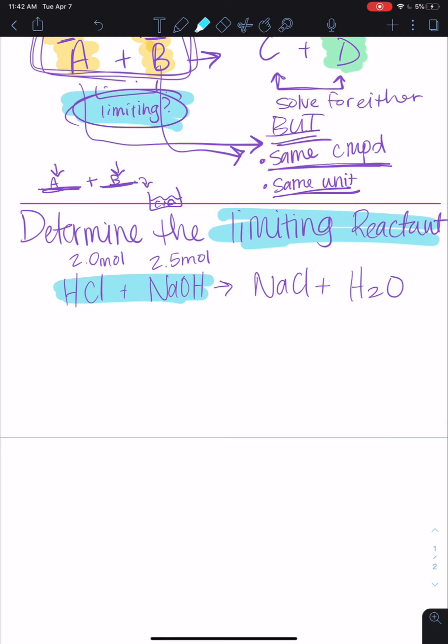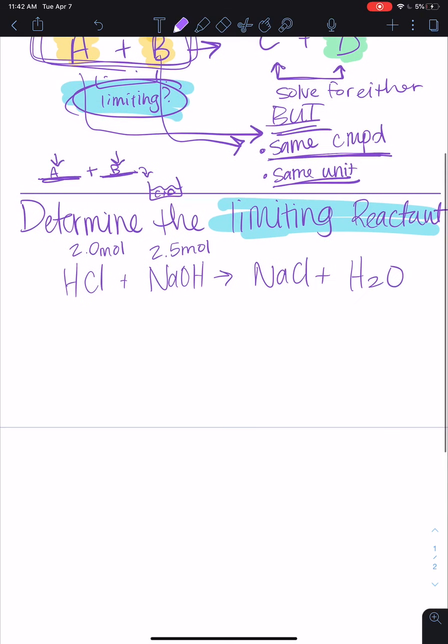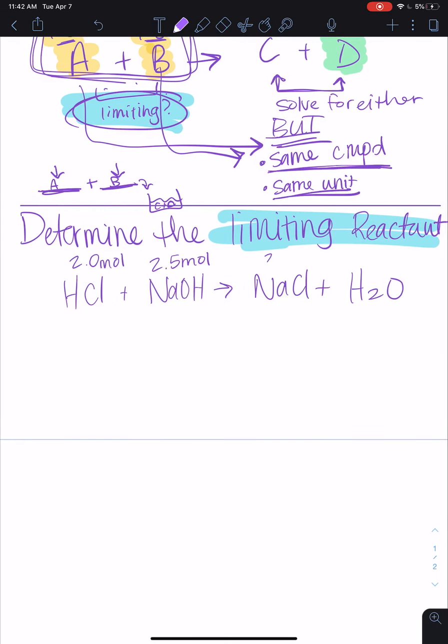So it wants to know which one is limiting, 2.0 moles of hydrochloric acid or 2.5 moles of sodium hydroxide. When it is asking us this question, it is leaving it wide open. We just want to know which one of these two runs out first. Because it is wide open, I'm going to pick a product, sodium chloride or water. I'm going to pick sodium chloride because why not? I'm going to solve for moles only because that is easier than solving for grams.